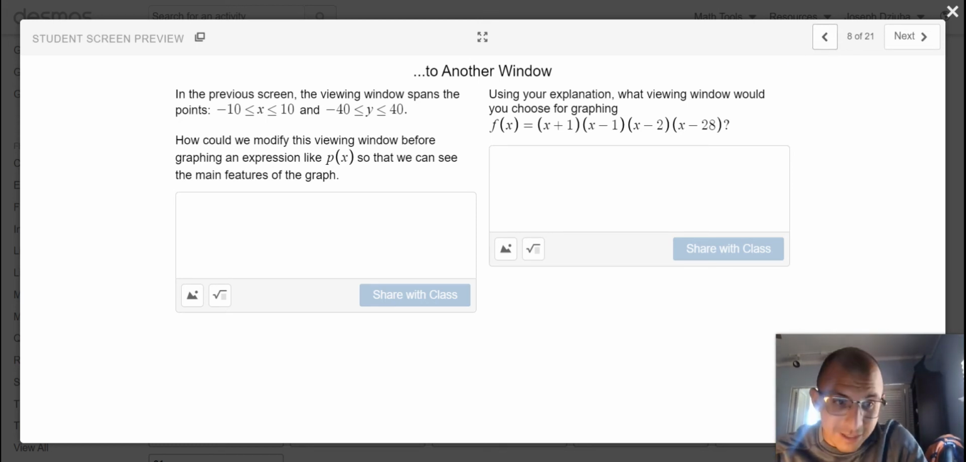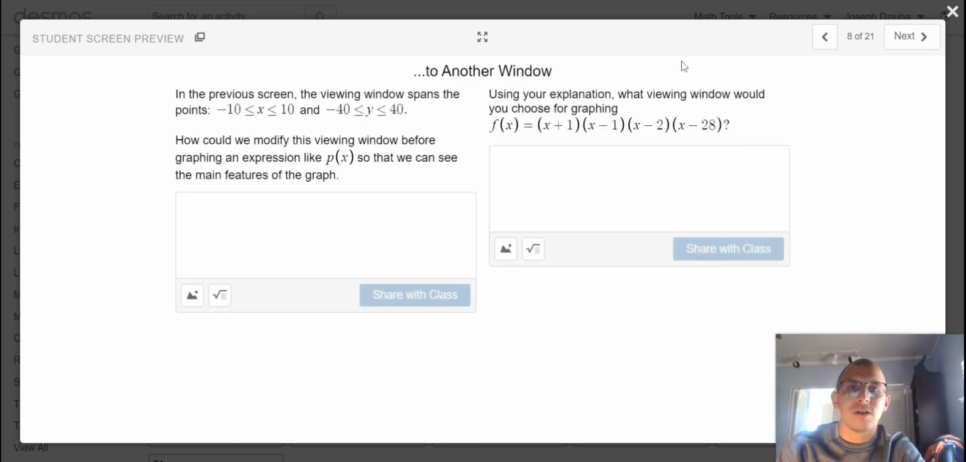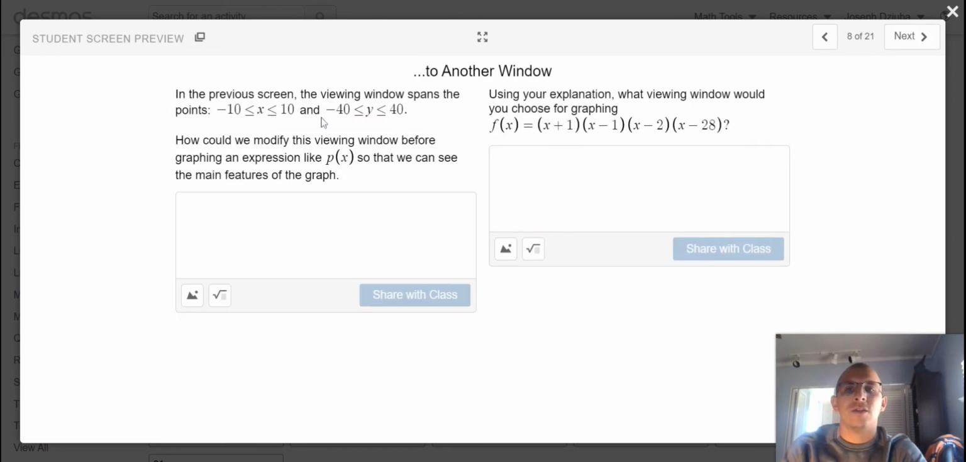So what that basically means is if you said, yes, it's a quadratic, you, my friend, are incorrect because there are 3 factors here, thus making it at the very least a third degree polynomial. Okay. So how can we modify that viewing window so that we can possibly see the x-intercept that is missing? Because I can see that we have the x-intercept at 2 and the x-intercept at -1, but we are missing an additional component. So how can we modify those viewing bounds to allow us to see the complete picture?